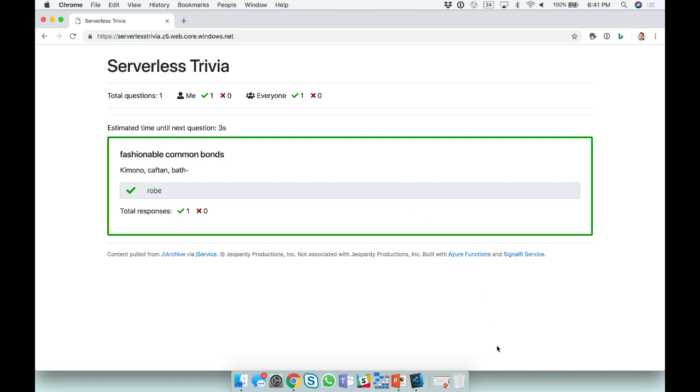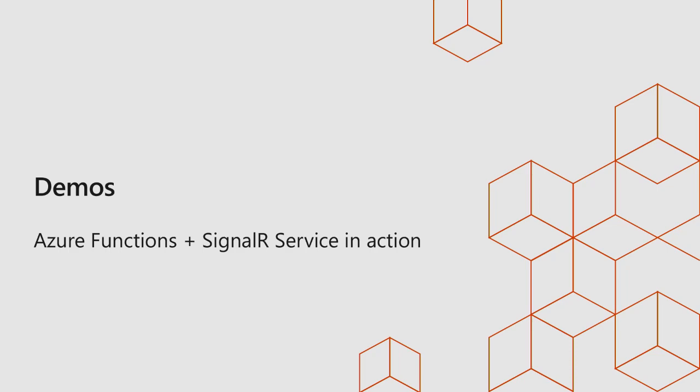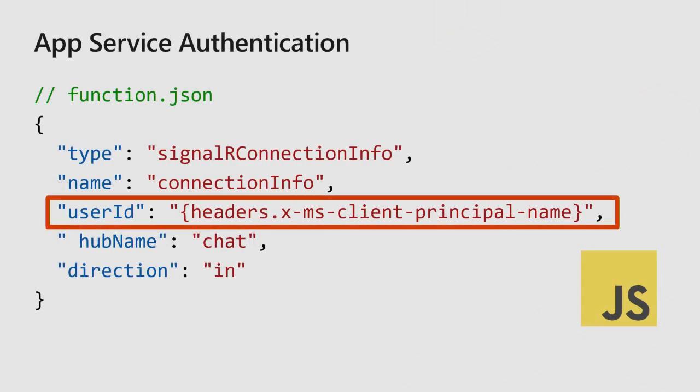All right, so let's go back to the slides. We looked at the authentication and saw an example, so let's see how that's done. App Service authentication, when someone's authenticated, passes a bunch of headers to the function itself. I'm taking the principal name, which is typically the username from the service, and passing that to the SignalR connection info binding. So now the token that's generated from that is authenticated against that user. When the user connects to SignalR Service, SignalR knows that it's this person.